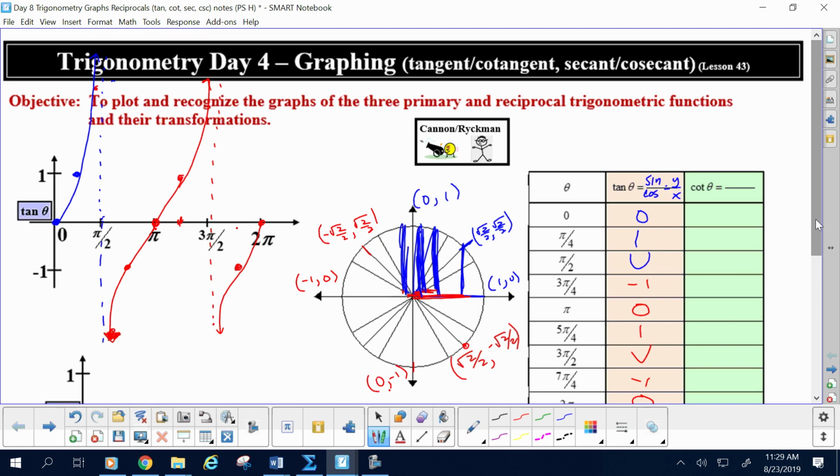Would you write yourself a note here? Notice for tangent, a full curve has a period of what? Now for sine and cosine, a full wave is 2 pi. But for this, how long does it take to go through a full graph? Only pi. So for tangent, you actually go a full length in only pi. It's a different period for tangent. Are you tracking?